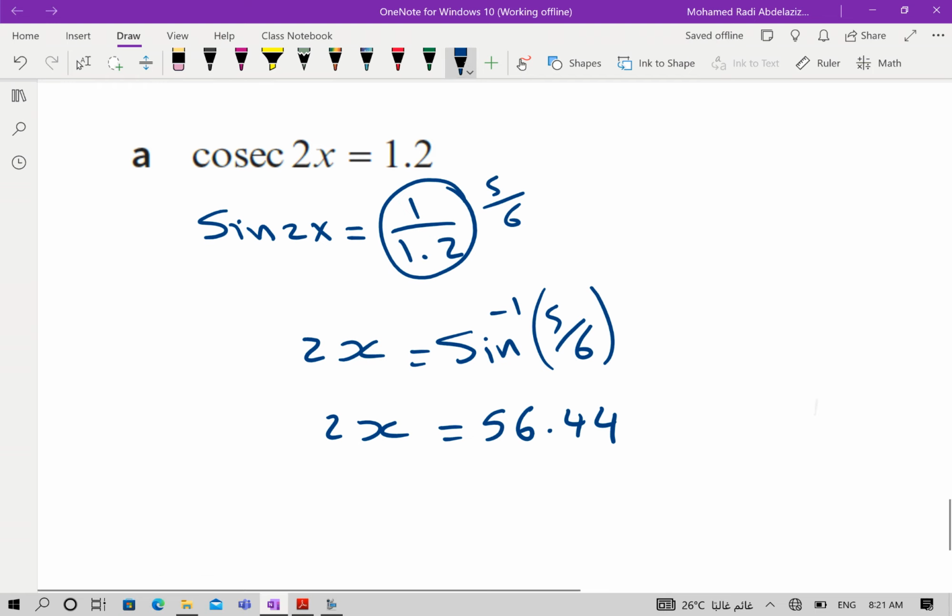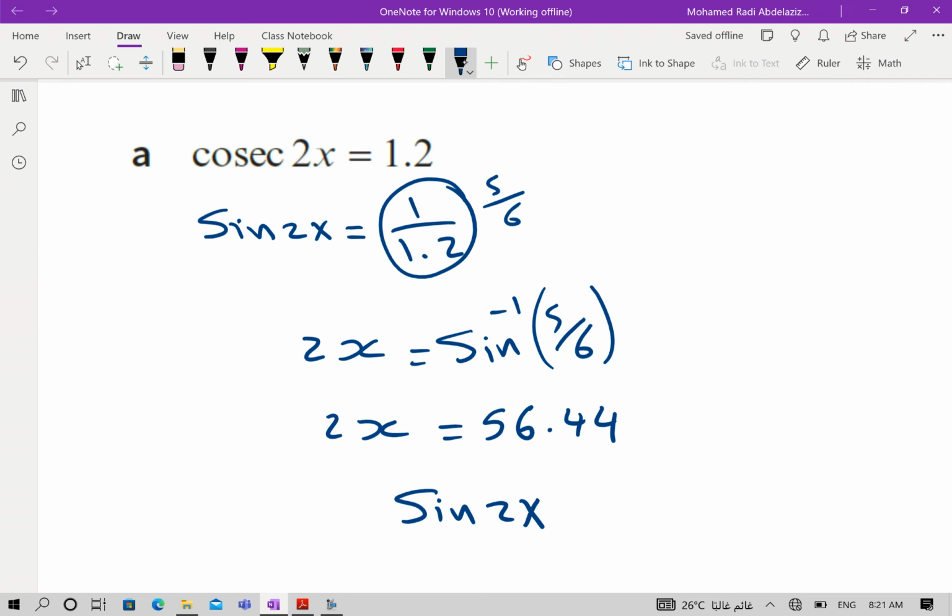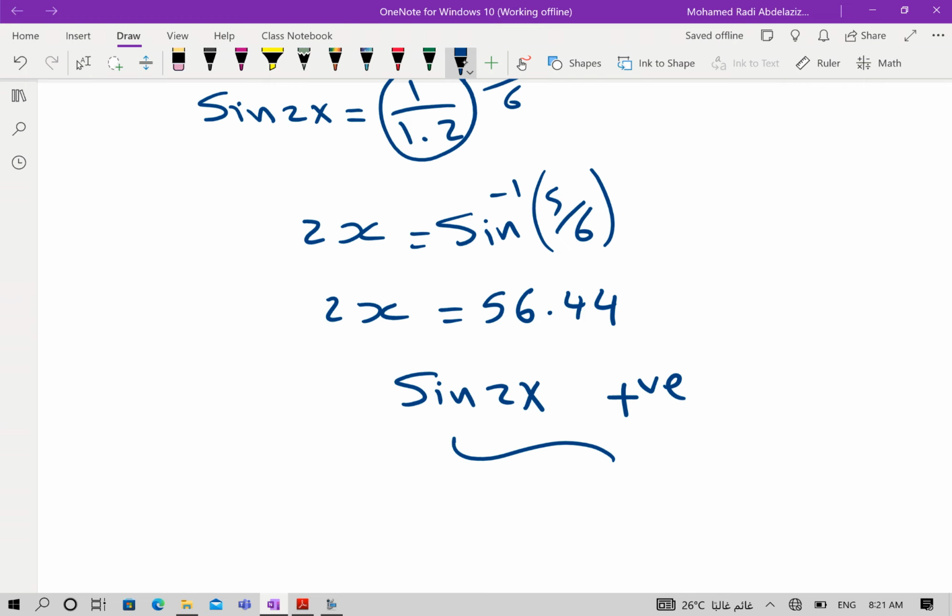The next step: sine 2x is given positive. In which quadrants is sine 2x positive? First and second. For the first, use the same angle, and for the second it will be 180 minus.